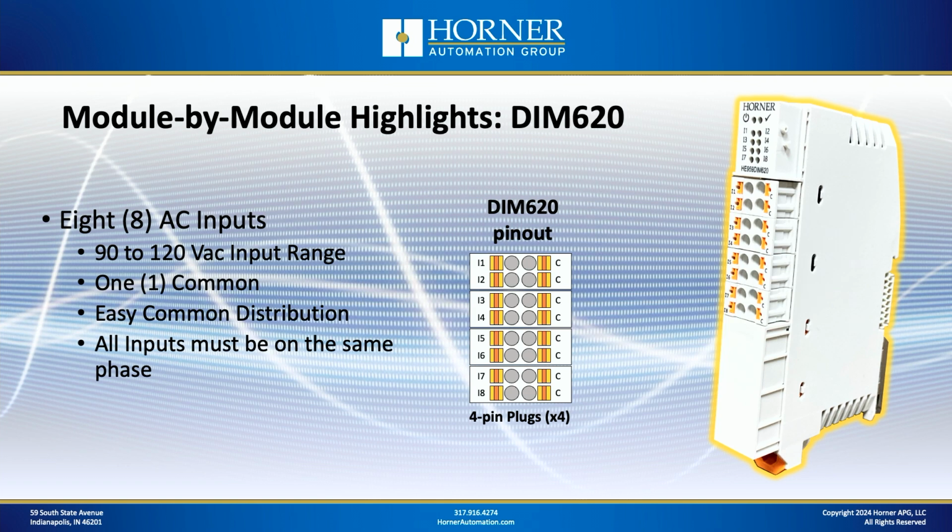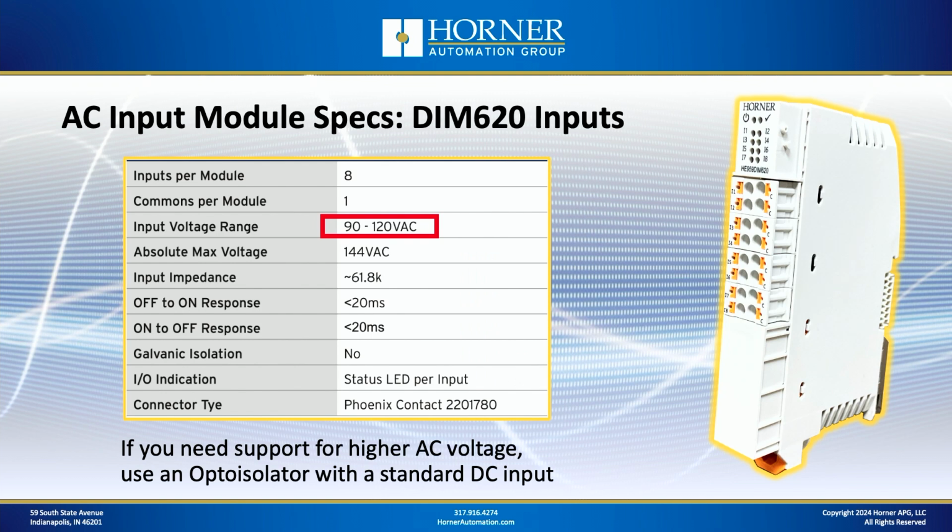So let's take a closer look at the DIM620, HE959 DIM620, which is the AC input module that provides 8 AC inputs. Now, it supports voltages up to 120 volts. So if you have voltages higher than that, you will need to use an Optoisolator. But you've got your 8 inputs. You've got a place to connect your L2 or your common type connection there. And it's really easy to integrate. Once again, it is limited to 120 volts AC, so keep that in mind. But that's a majority of what the applications are anyway.